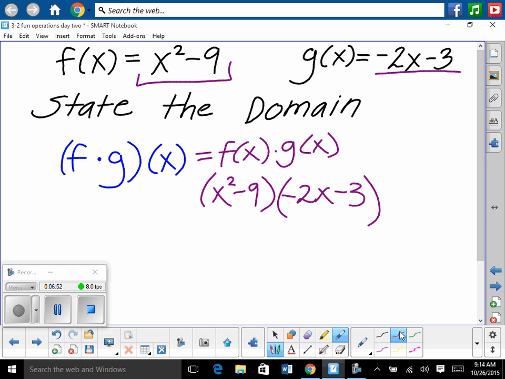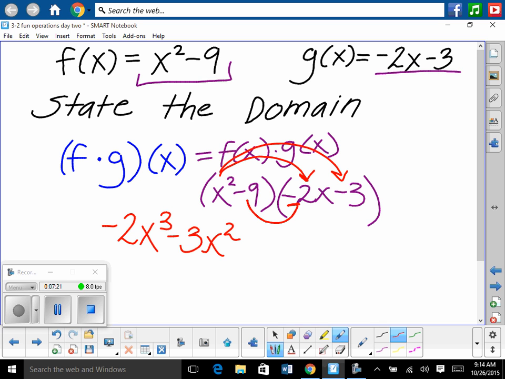From here, what do we do? Distribute, and we're going to double distribute. So I'm going to focus on x squared. x squared times negative 2x is? Good, negative 2x cubed. Questions on that? x squared times negative 3 is negative 3x squared. Now I'm going to distribute my negative 9 through. Negative 9 times negative 2x is positive 18x, and then negative 9 times negative 3 is positive 27. Then we would combine like terms.